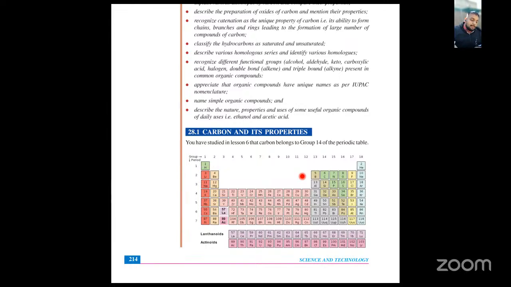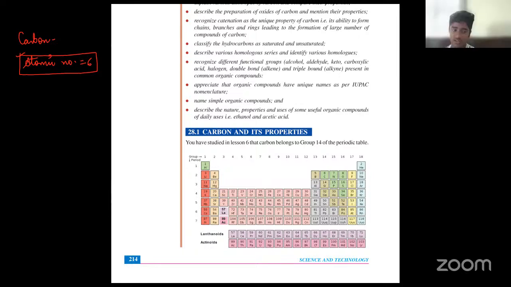Okay. So what is the atomic number? Because this is arranged in the form of atomic number, right? Guys, are you with me? So for carbon, the atomic number is basically 6. So if the atomic number is 6, it means how many protons are there?